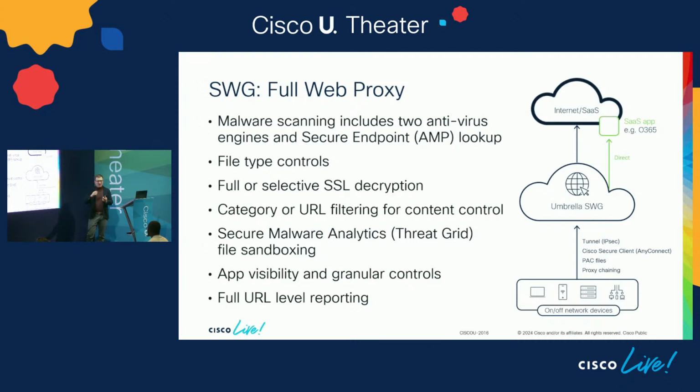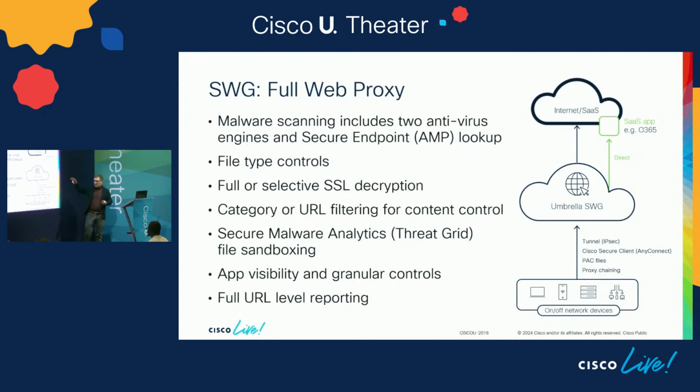Let's say we have Umbrella roaming security module in Cisco Secure Client, formerly known as AnyConnect. We have IPsec tunnel, so I can send web traffic through the IPsec tunnel to Umbrella. We have PAC files, proxy chaining, and at the end of the day, Umbrella receives this web traffic, and then Umbrella can do its magic with all these features, Secure Web Gateway features listed here.